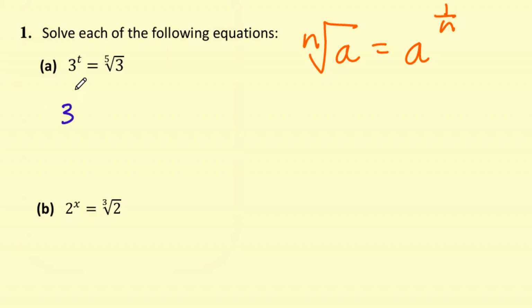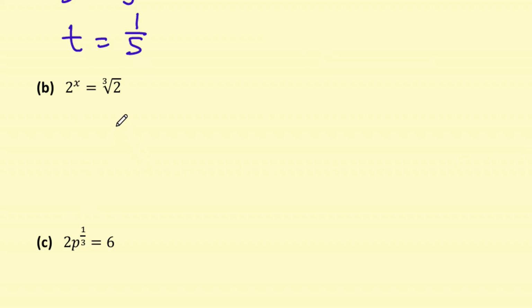So we have 3 to the t equals 3 to the 1 over 5. Now the bases are the same, so the powers must be equal. In other words, t must equal 1 over 5. Let's look at b. Once again, we can rewrite the right-hand side as 2 to the 1 over 3, using the preceding law. So 2 to the x equals 2 to the 1 over 3. The bases are the same, so the powers must be equal.